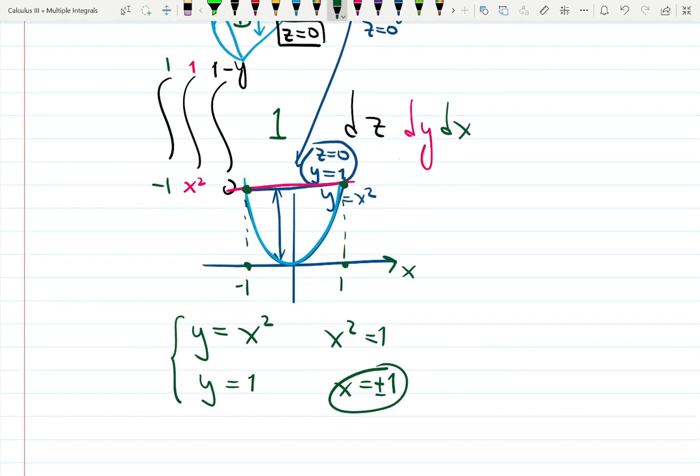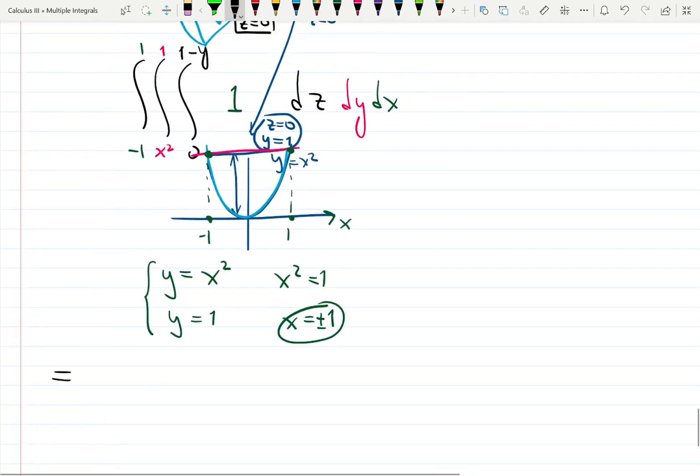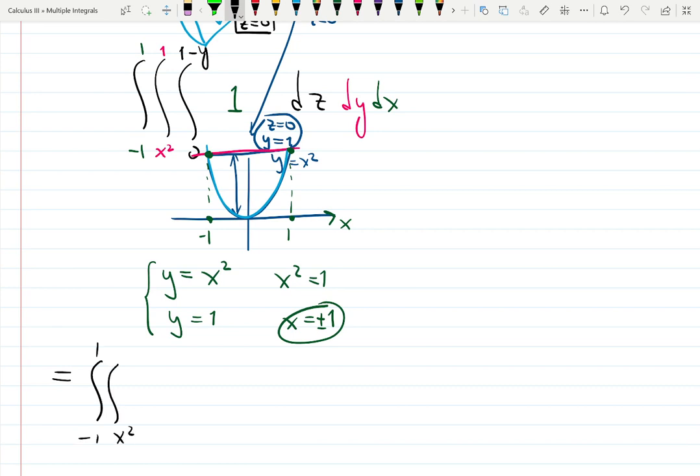So this is my integral. Integral with respect to z is just z. So I will have double integral from minus 1 to 1, from x squared to 1, z, plug in 1 minus y, minus 0, so it's just 0, dy dx. You see how fast I integrated it? Because there was no function, it made it easier.